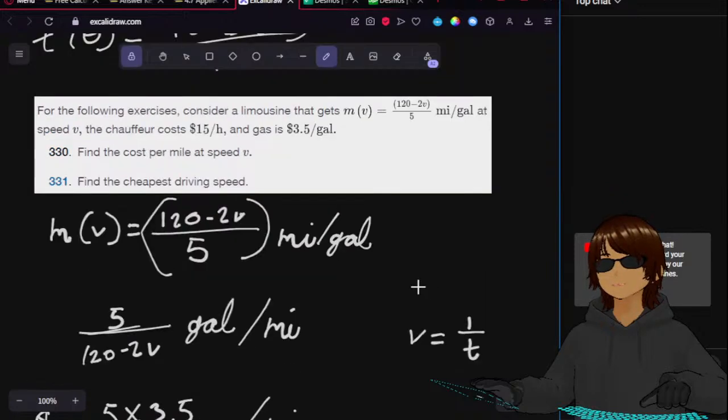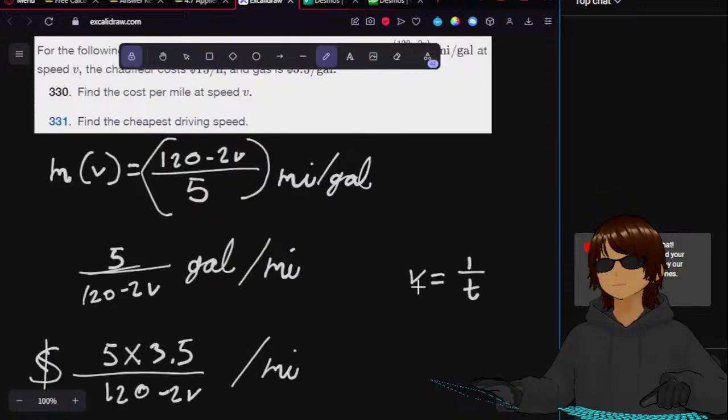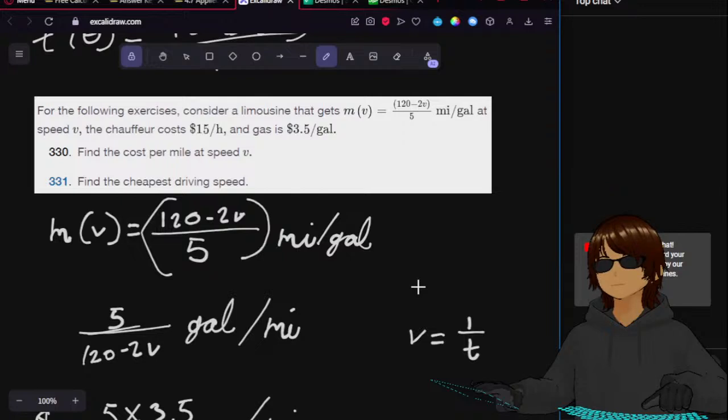But I need, wait. Why am I getting confused? V, I don't know the measurement of V. I think that's why. Is speed V per hour? I'm guessing it's per hour.